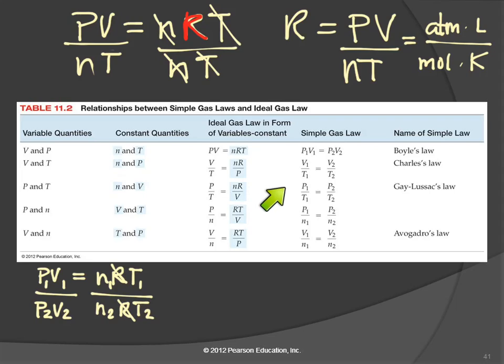So let's look at Charles' law. Charles' law assumes that n and P are constant. Constant amount of gas, constant pressure. So if we look at our little scribble down here, if n and P are constant, well, that means that P1 equals P2, so those cancel out. And n1 will equal n2, those cancel out. What do we have left? We have V1 over V2 equals T1 over T2.